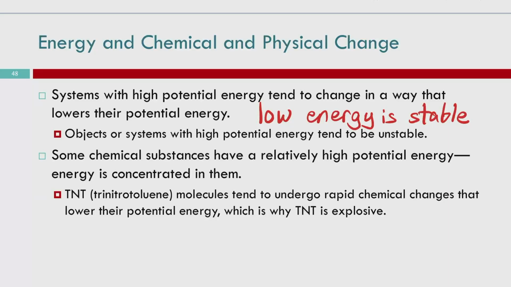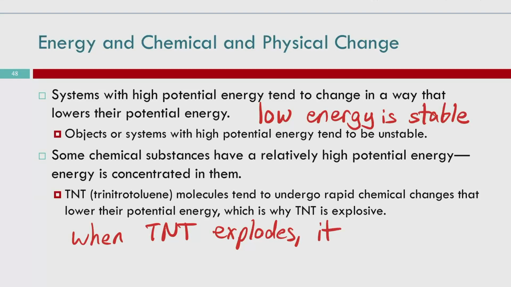And chemical systems work in a similar way. Things that have high potential energy tend to like to release that energy when they can. So TNT molecules are famously unstable. They're actually not the most unstable. There's things that are less stable. It's just that TNT is convenient because it's stable enough you can move it around, but unstable enough that it explodes. When TNT explodes, of course it releases a bunch of energy, but it also becomes more stable.